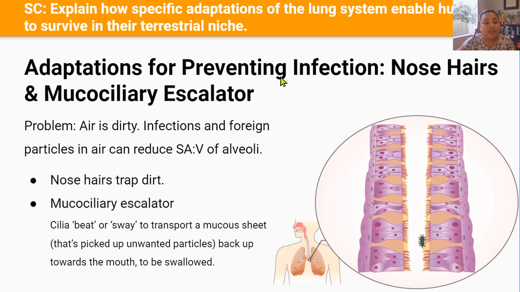If lung infection happens, they can destroy alveoli. And if unwanted particles got into our lungs, they could completely block airways and block air from getting into the alveoli, and this significantly reduces the surface area to volume ratio of the specialized respiratory surface, the alveoli. This will reduce the rate of diffusion and the rate of gas exchange. So the lung system has adaptations to prevent infections and to prevent unwanted particles getting into the lungs. One of those adaptations are the hairs inside our nose, and these small hairs trap dirt.